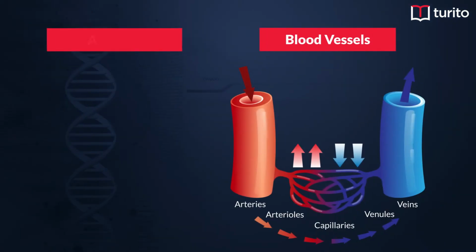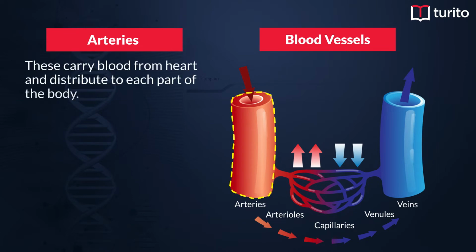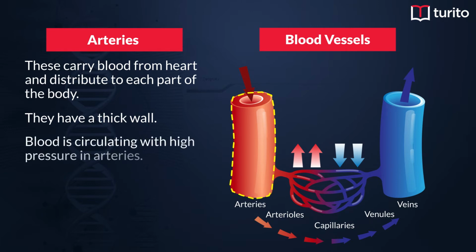Let us talk about arteries. Now these carry blood from the heart and distribute it to each part of the body, to every tissue. We need to remember that the tunica media has more muscles and a thick wall when compared to veins. This is because the blood inside arteries is pumped with great pressure, because it has to supply from the heart to every part of the body. And also they do not have any kind of valve present in them.